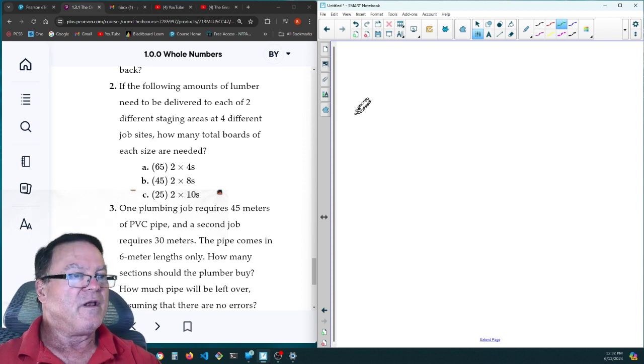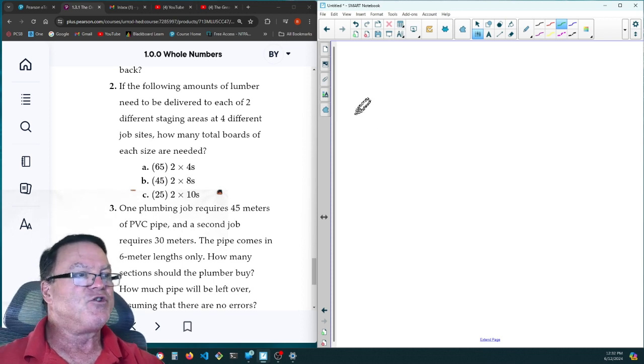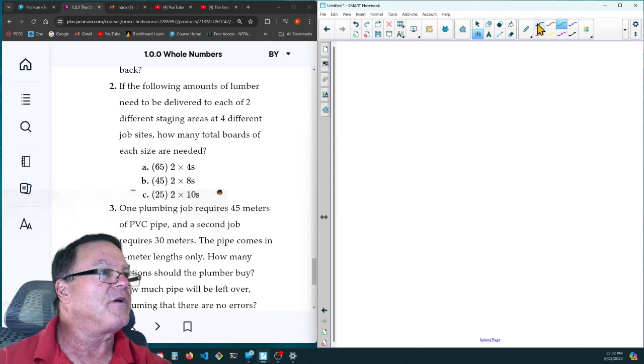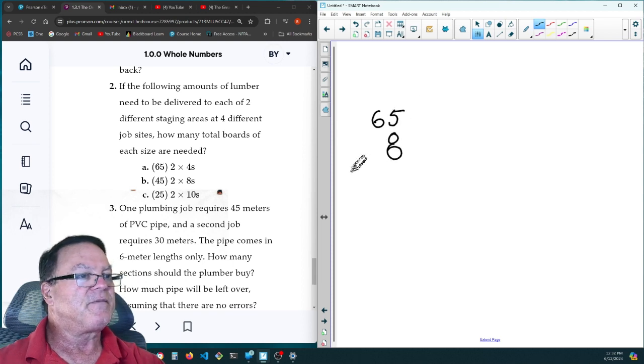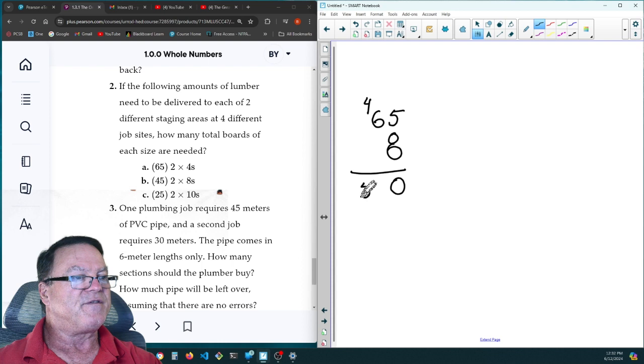So the 65 2x4s, I'm going to go back to black here. So we have 65 2x4s for 8 staging areas. 8 times 5 is 40. I'm going to draw the 0 and carry the 4. 8 times 6 is 48, plus 4 is 52. We're going to need 520 2x4s.